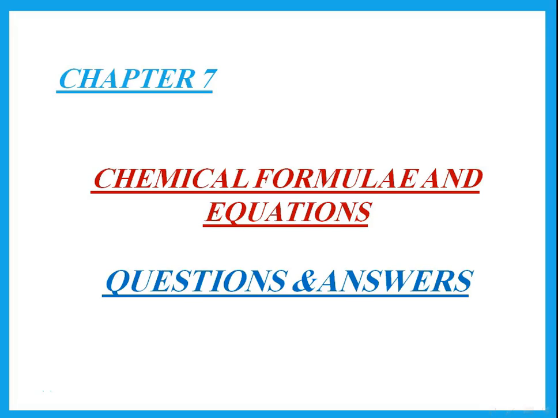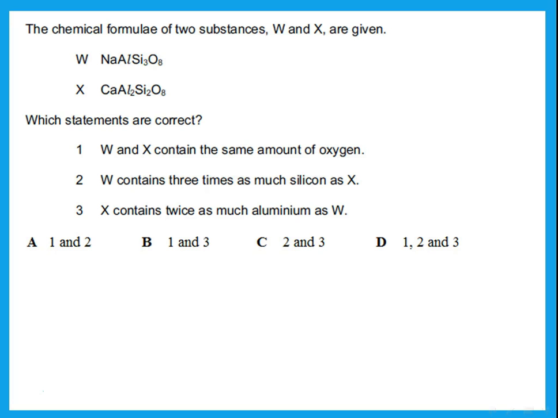Okay, so today we're going to do the questions and answers on chemical formula and equations. I hope that you have tried these questions before looking at the answers. The first question says the chemical formula of two substances W and X are given. Which statements are correct? So let's take each statement and see whether it's right or wrong.